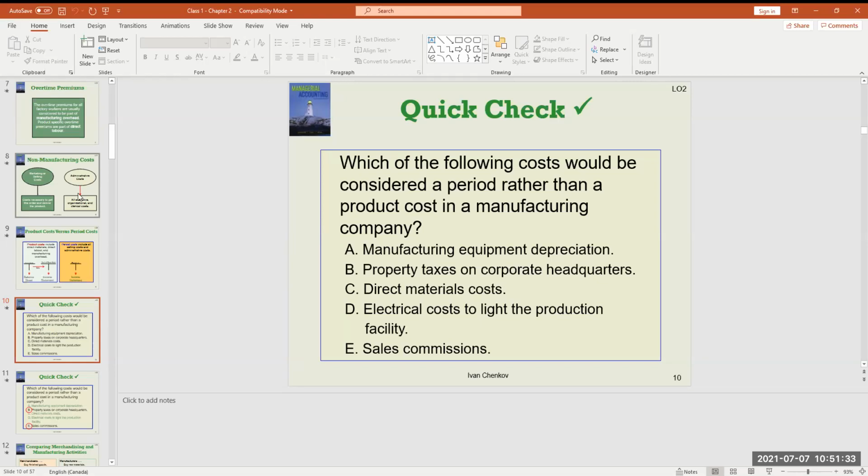Listen, the electrical cost for the lights of the production facility will be the product cost, because it's for the production. But if it says electrical cost for the lights of the corporate headquarters, that will be period cost. Then we cannot allocate that cost to the product. Why? Because it's a common cost for the company. Make sense? Yes, Professor. Okay. Let's keep going then. Those are the two period costs.